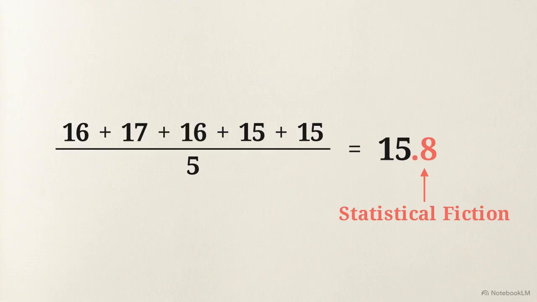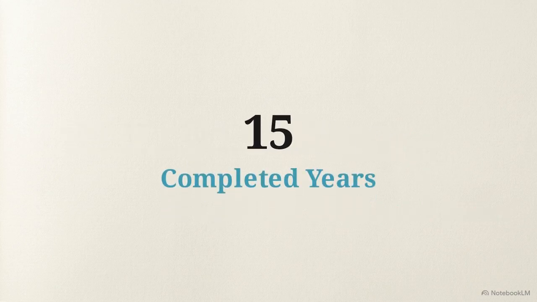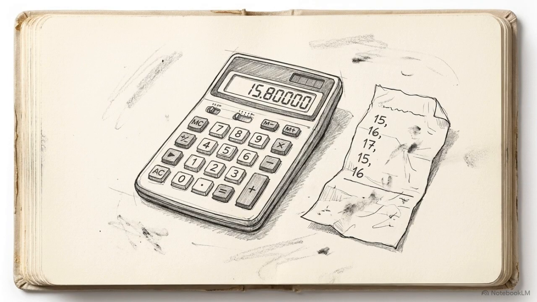That 0.8 is a severe warning. Because the original raw data completely lacked any inputs for months or days, this decimal is a statistical fiction. We must strike it out. The most accurate, justifiable statement is simply 15 completed years. Stating a decimal fraction here imputes a degree of precision that simply does not exist. The math is correct, but the statistic is highly misleading.